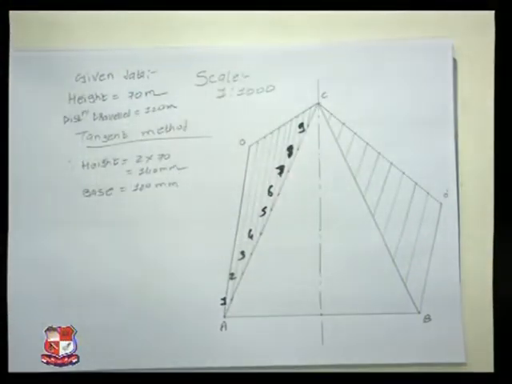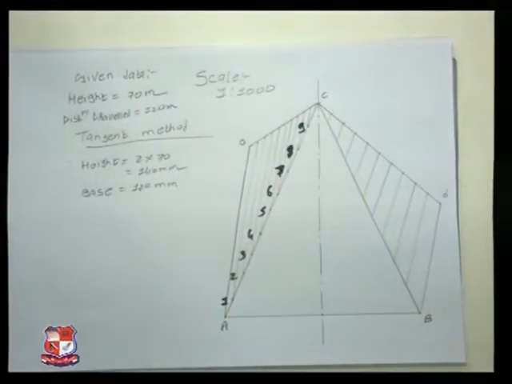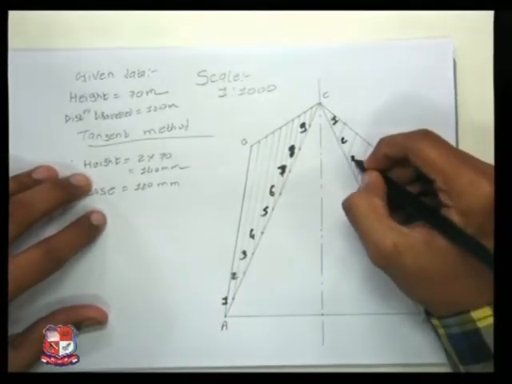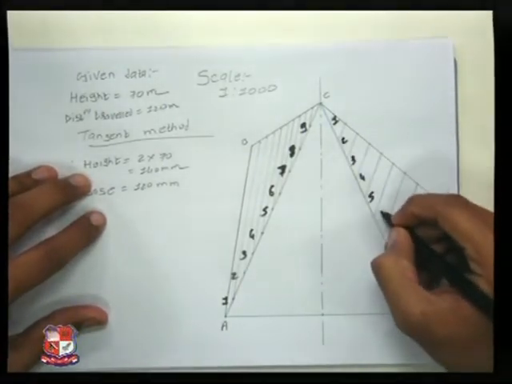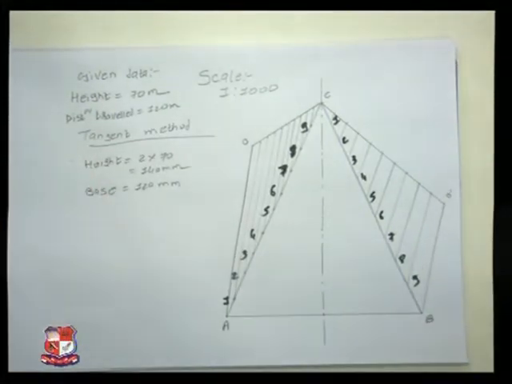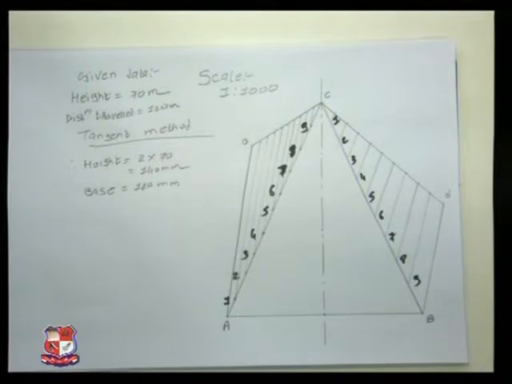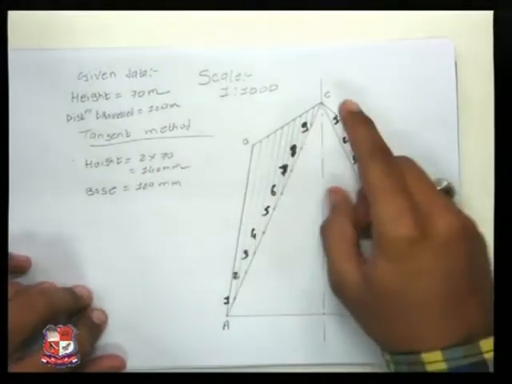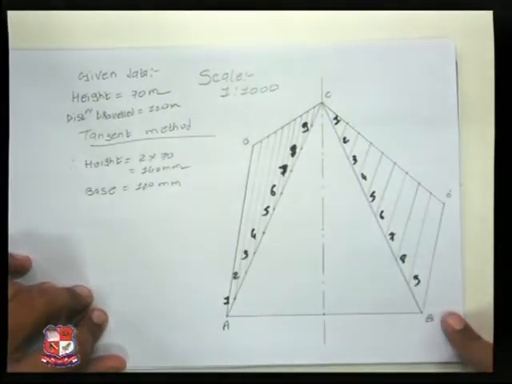In this you can see clearly the partitions. Name it from the upper side: 1, 2, 3, 4, 5, 6, 7, 8 and 9. Opposite side: 1, 2, 3, 4, 5, 6, 8, 9.